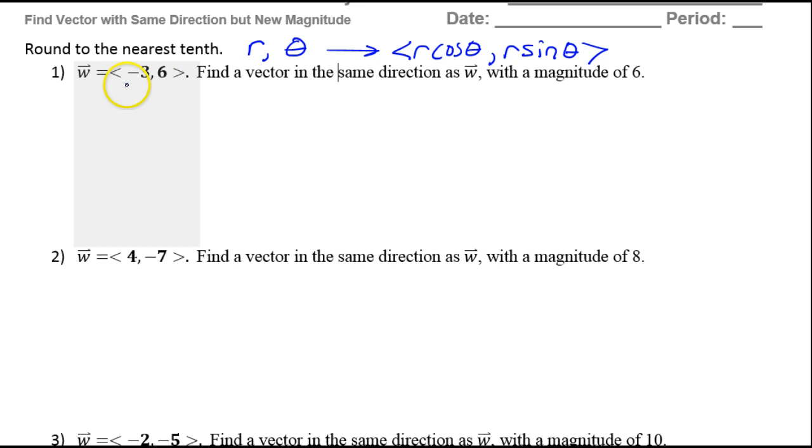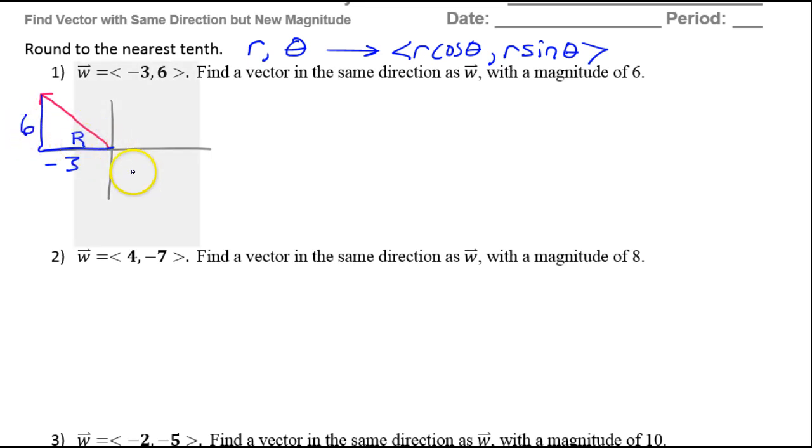So how do we find the direction? Just make a diagram. So with the horizontal component of -3 and a vertical component of 6, that means we are left and up. This vector is in the second quadrant if we draw it in standard position. So let's think about the vertical component and the horizontal component. The horizontal component is -3, the vertical component is 6.